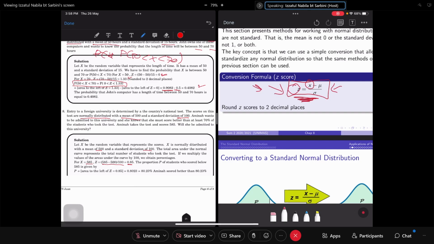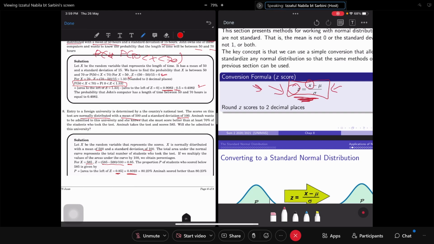The proportion of students who scored below 585 is given by, you refer to below, less than. So you refer to the Z table for 0.85. You will get 0.8023, which is 80.23%. So which means that Aminah scored better than 80.23% of other students.